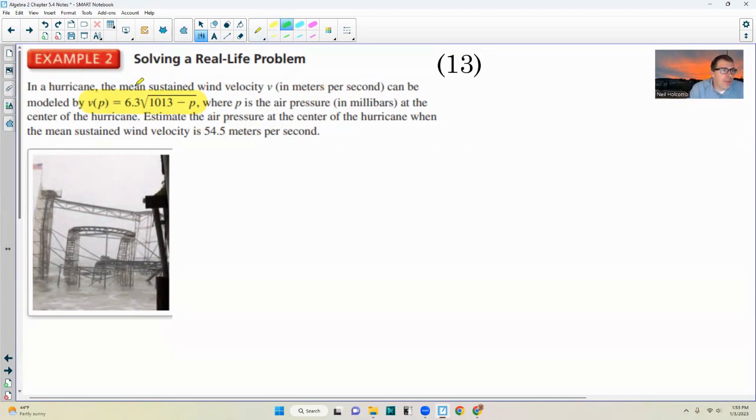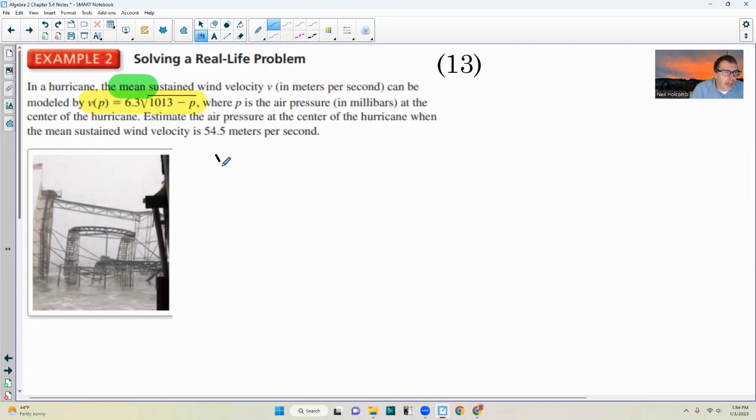Remember what mean is. The mean sustained wind velocity. Mean is average. The average sustained wind velocity. And here's the equation. Velocity in terms of P, so V of P means when P, air pressure, is a certain amount, we can find out the velocity with a given pressure. It says estimate the air pressure at the center of the hurricane when the mean sustained wind velocity is 54.5 meters per second. So here they're giving us velocity and asking us to find pressure. So it can work both ways when you have an equation.